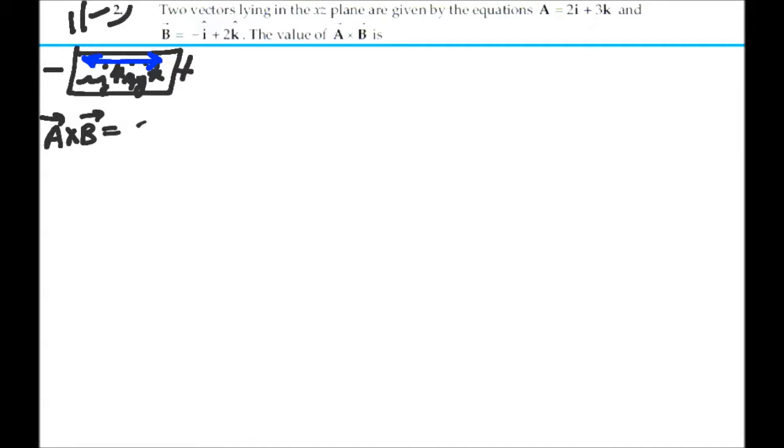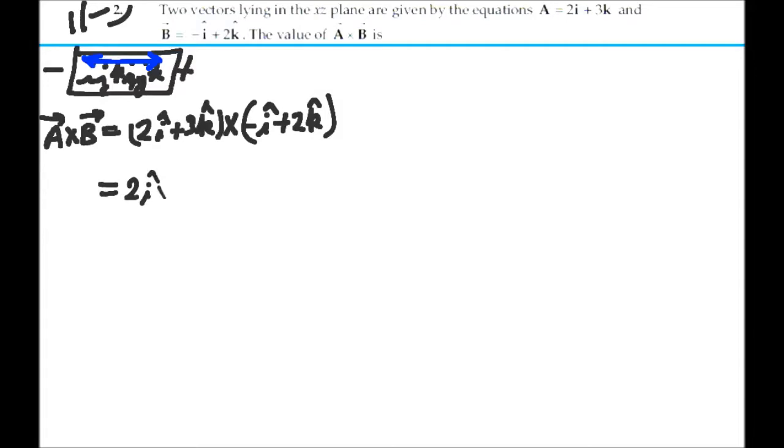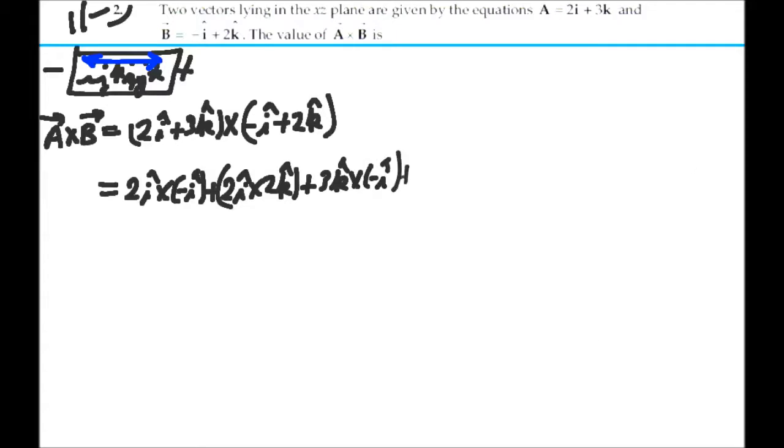is equal to 2i plus 3k crossed with minus i plus 2k. We have the distributive law, so this is going to be 2i crossed with a negative i plus 2i crossed with 2k plus 3k crossed with a negative i plus 3k crossed with 2k.